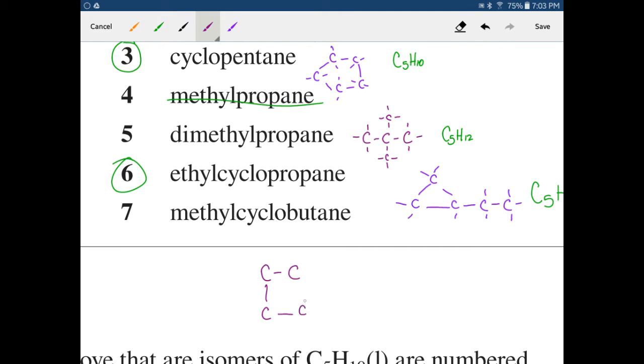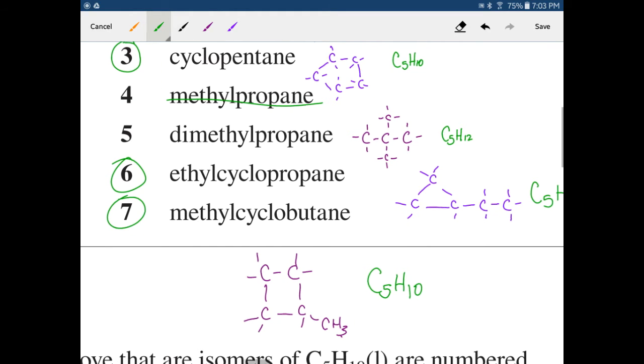Cyclobutane looks something like this. And we have a methyl group coming off of one of these carbons. Okay, so I have 1, 2, 3, 4, 5, 6, 7, 8, 9, 10. Is that right here? Yep. So I have C5, and I have 3, 4, 5, 6, 7, 8, 9, 10. So C5H10, 7 is our other answer.